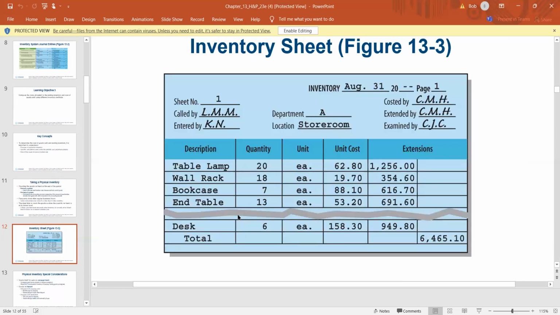And this is an old-fashioned inventory sheet. Somebody went out and counted 20 table lamps, 18 wall racks, 7 bookcases, etc. And there's the cost. And that means that there's a total, in this case, of $6,465.10 in this location. This is location storeroom A or whatever.